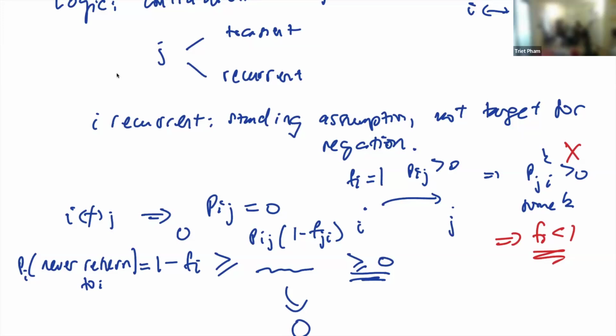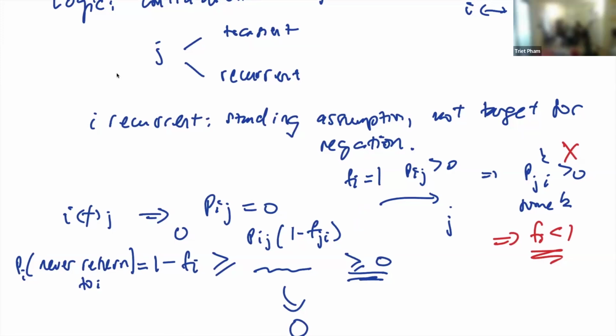So this statement is very simple. What it says is, to never return to I, there are many possibilities, but one possibility is to go from I to J and then never return to I starting at J. That's 1 minus Fij, FJI. Do you understand?